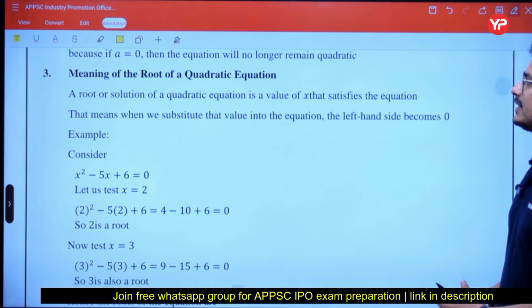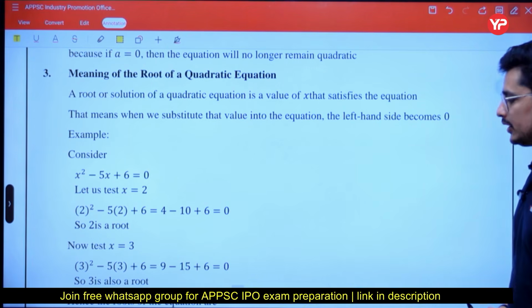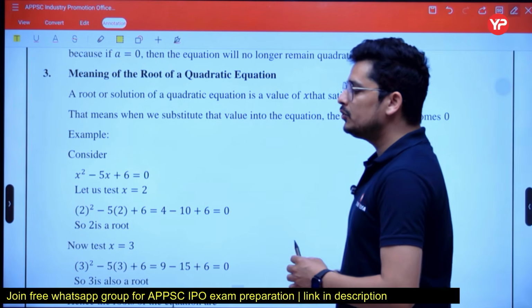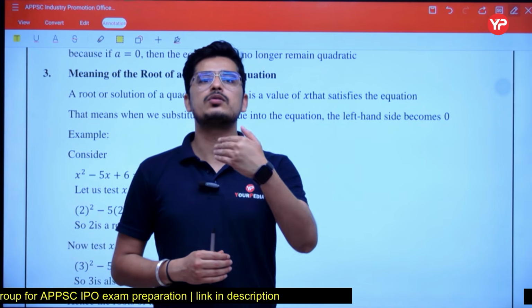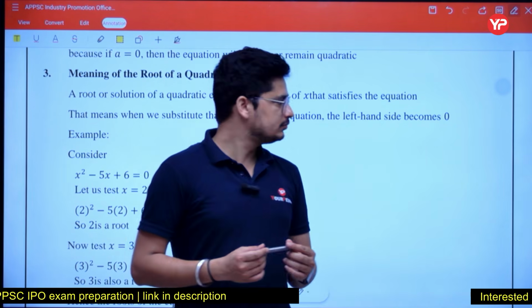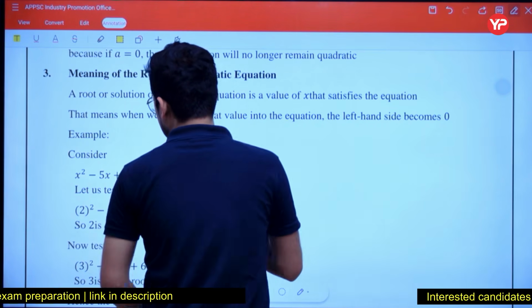Now, the next thing is the meaning of the root of a quadratic equation. After that, whenever you have a quadratic equation, the next step is what? We have to solve that quadratic equation, right? Let us take, yeah, a similar one here.